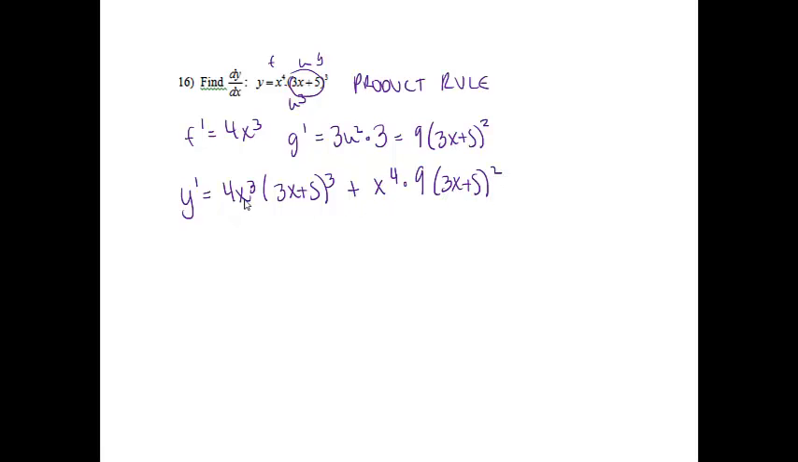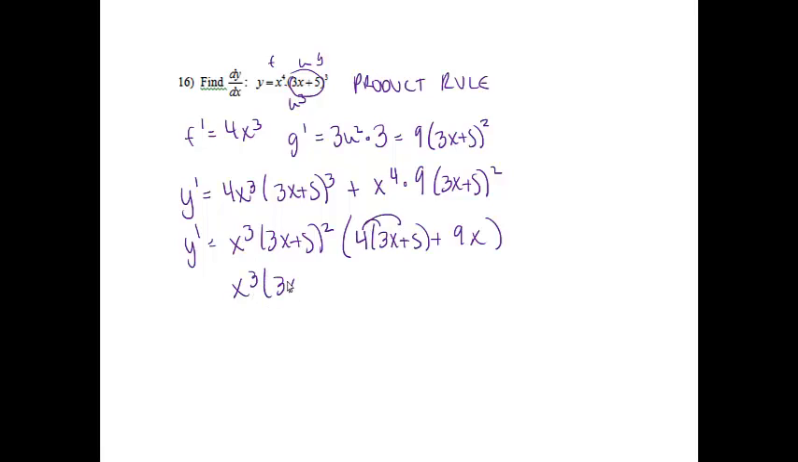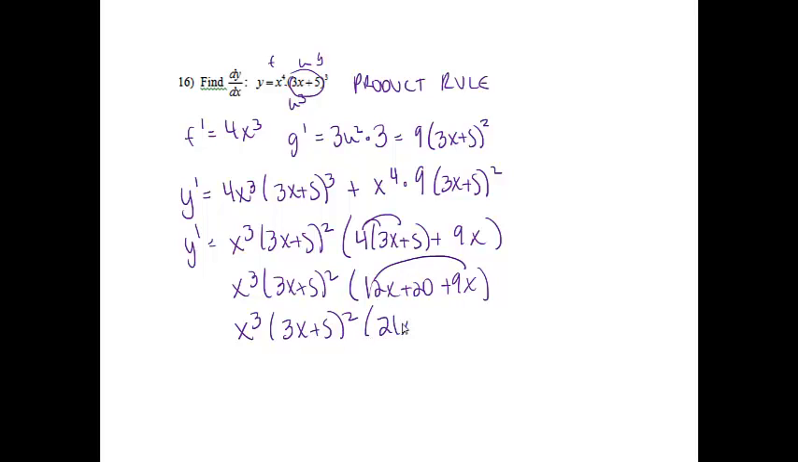And then from here I would like to see what I can factor out. I could factor out an x cubed and a 3x plus 5 squared. And when I do that, I will have 4 times 3x plus 5 left, plus 9x left, it looks like. Okay, from here I'm going to distribute that 4. So I'm going to get x cubed, 3x plus 5 squared times 12x plus 20 plus 9x. Now I'm going to combine like terms right here. So x cubed, 3x plus 5 squared, and then 12x plus 9x will be 21x plus 20. And then I think we found the derivative. There we go.